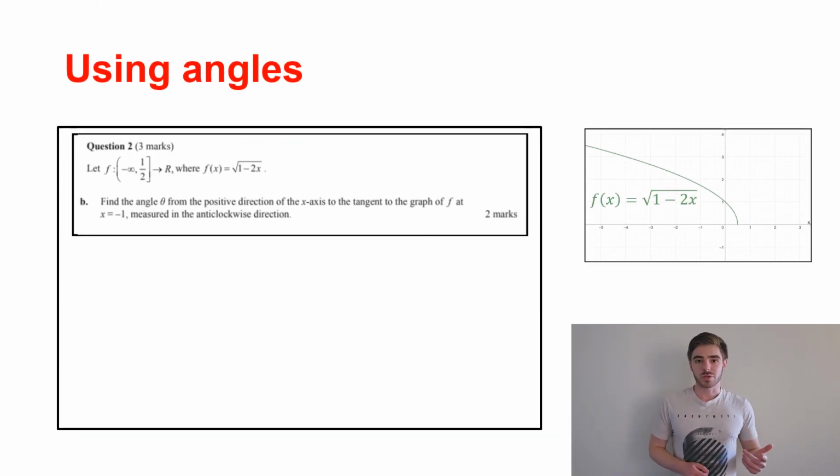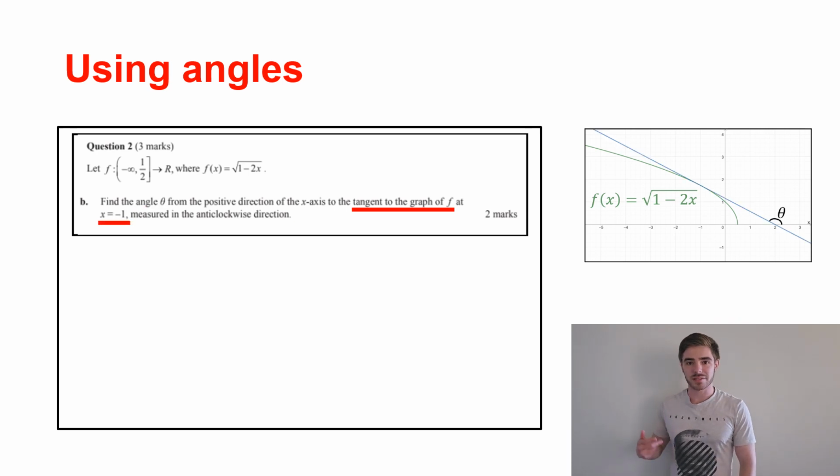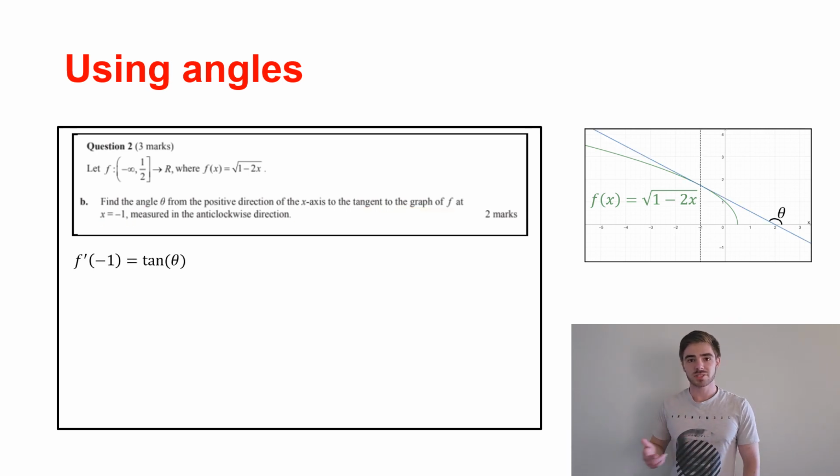Let's try an exam question where this was tested. In this question, we're asked to find the angle of a tangent line with respect to the x-axis in an anti-clockwise direction. Okay, well, the angle of a straight line is directly tied to its gradient. This tells us that the gradient of this straight line is going to be important. We are also told that this line is tangent to f of x at x equals -1. Therefore, the gradient of the tangent line must be equivalent to the gradient of f of x at x equals -1. This means, as long as we find the gradient of f of x at x equals -1, we can equate that gradient to tan theta and then back solve for theta.